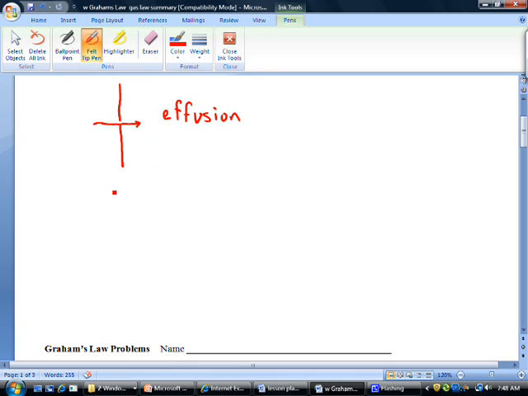pinhole like that, or maybe a membrane made out of pressed metal or made out of ceramic. And so when gas encounters that, it can work its way through the pores and come out the other side eventually. That's called effusion. Now, diffusion is a little bit different.